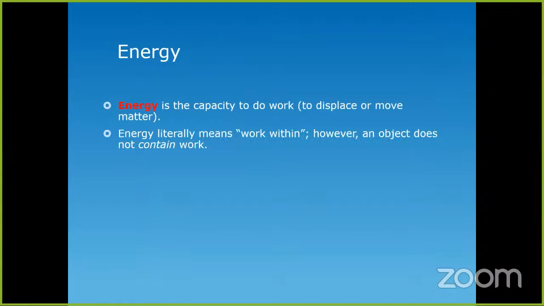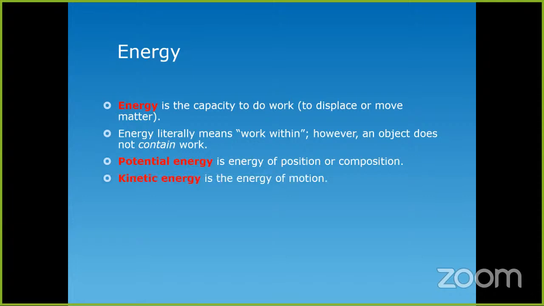Now, I don't remember if it's Greek or Latin, but the term energy literally means work within, from whatever the original language was, right? However, technically speaking, an object does not contain work. Now, an object can do work, and as a result, if an object does work, then it loses energy, or if work is done on an object, then it gains energy, and we'll talk about that shortly. Now, most forms of energy can fall into one of two categories. You have one type of energy, which is known as potential energy, which is the energy an object has by virtue of its position or composition. And then you have kinetic energy, which is the energy an object has by virtue of its motion, all right?